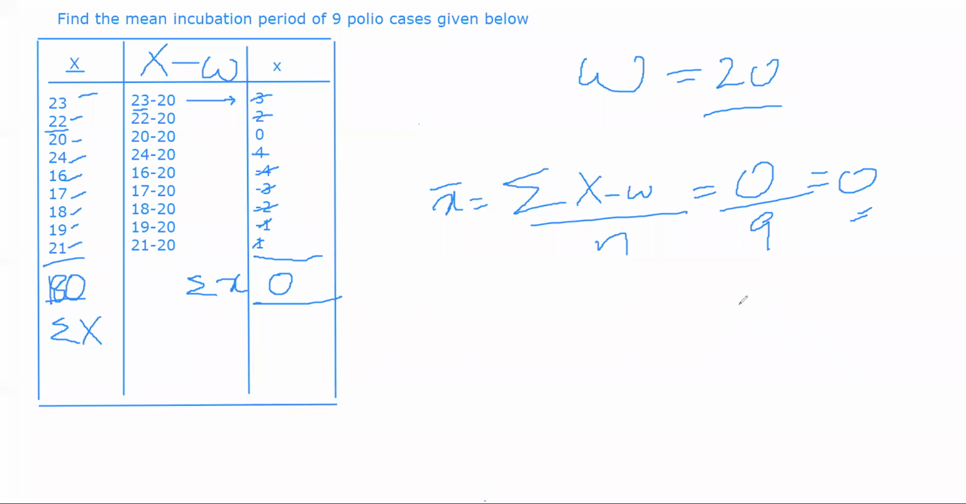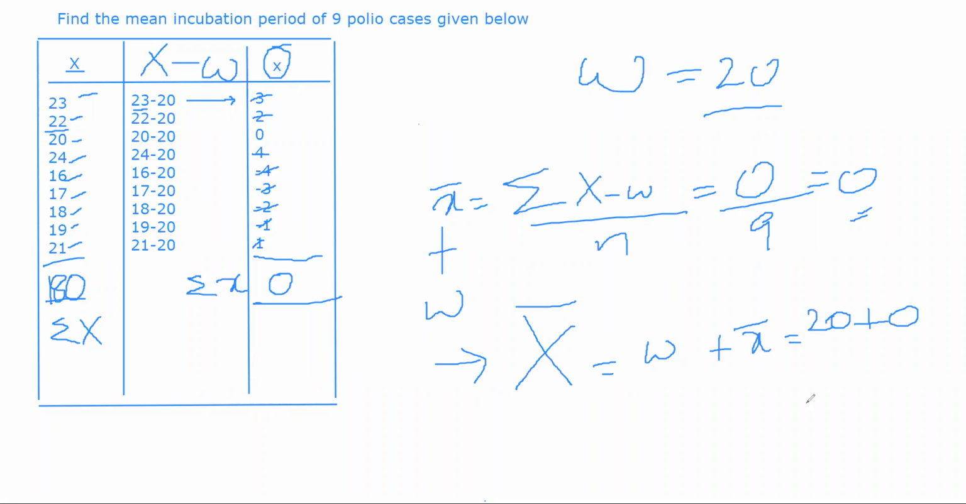After step 1, you have only calculated the mean of deviations. These are all deviations from your assumed mean. So what you have to do now is add this mean of deviations to the assumed mean. To find x bar, you will add x plus small x bar, which is 20 plus 0, that is 20. Same method.